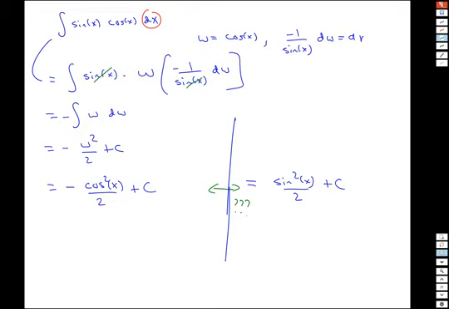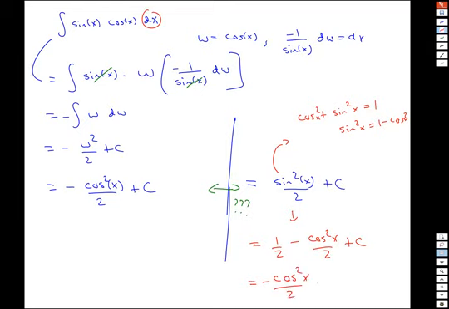Yeah, the short answer is you can use the trig identity: cos squared x plus sine squared x equals 1. So I can actually swap this out. Sine squared of x equals 1 minus cos squared of x. So you can turn this into 1 over 2 minus cos squared of x over 2 plus c. That's negative cos squared of x over 2 plus c plus a half.